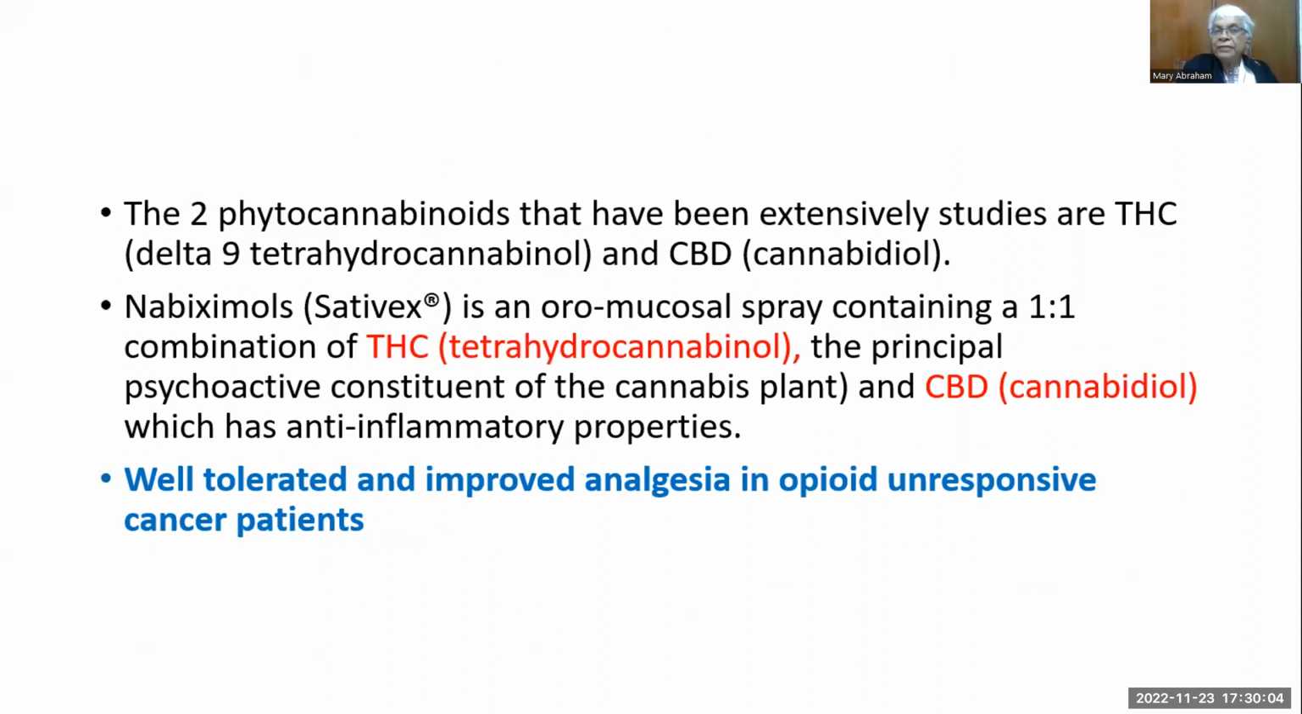The two phytocannabinoids that have been extensively studied are tetrahydrocannabinol, or the THC, and cannabidiol, which is the CBD. Now, nabiximols or Sativex is an oromucosal spray containing a 1:1 combination of THC and CBD. The THC is a psychoactive component, and the CBD has the anti-inflammatory properties. And they have been found to be well tolerated with improved analgesia in opioid unresponsive cancer patients.